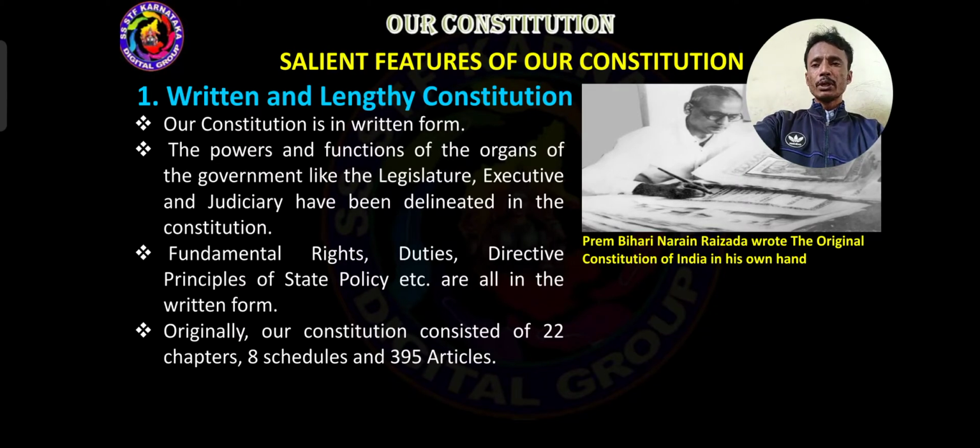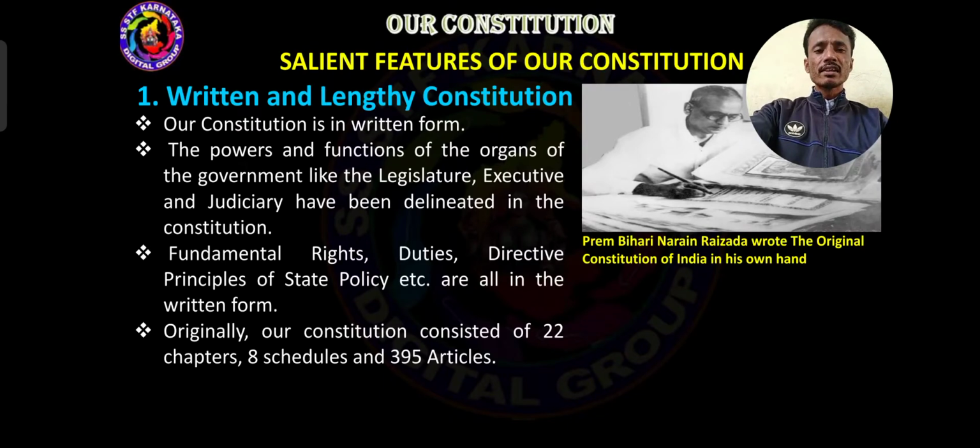For example, take the 9th standard social textbook. More than 39 or 40 chapters are there. But the 8 schedules are like the ninth standard social textbook consisting of subjects: history, political science, geography, economics, business studies, sociology. And 395 articles means 395 rules and regulations. So originally our Constitution consists of 22 chapters, 8 schedules and 395 articles.